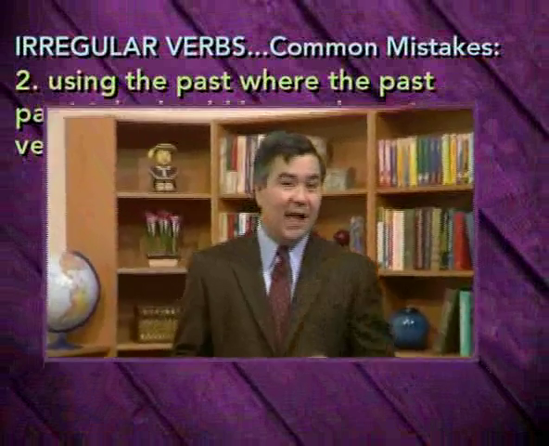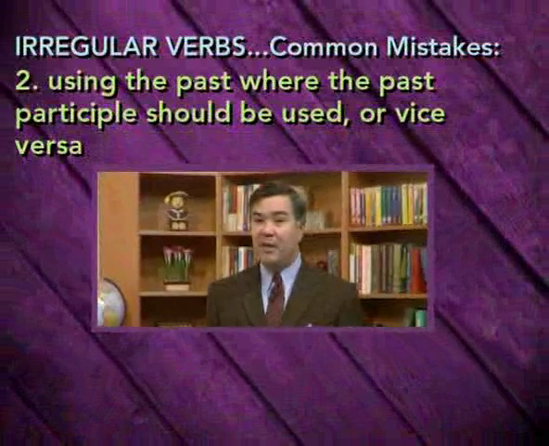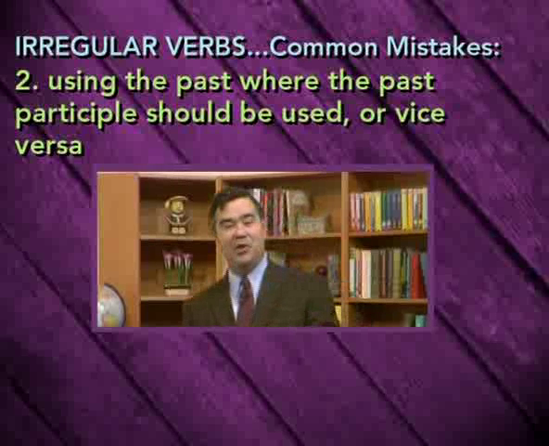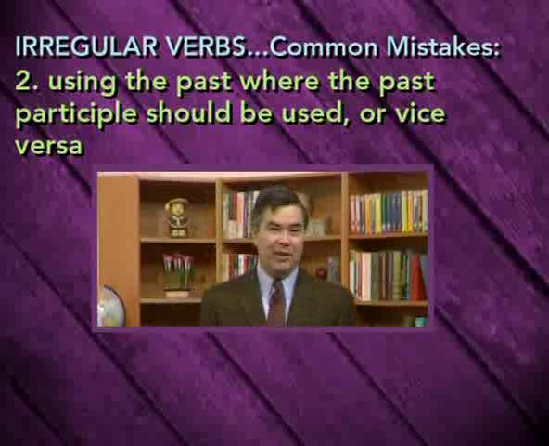So once again, remember that irregular verbs form their past and past participle forms not simply by adding -ed, but in different and somewhat unpredictable ways. You've got to memorize those special forms and use them correctly in sentences. The second type of error that people commonly make with irregular verbs is using the past where the past participle should be used, or vice versa.